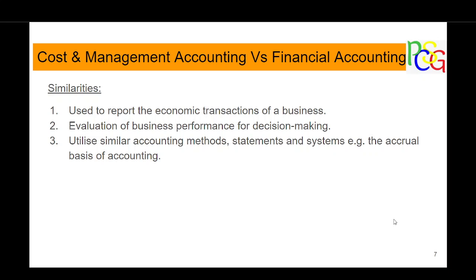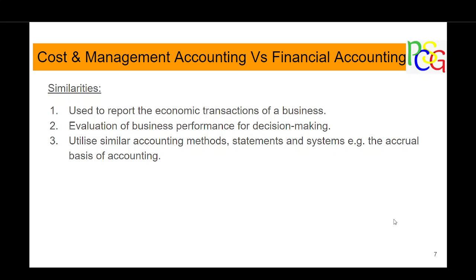So the first one is that both branches of accounting are used to report the economic transactions of a business. This one is self-explanatory once again. For instance, if we bought this amount of raw materials and we created this amount of products, that is an economic transaction. If we made this amount of sales, if we bought this particular asset on account, those are also economic transactions. And one way or the other, both will have interaction with these economic transactions, and they both report them. They may report them differently, but they both report the economic transactions of a business.